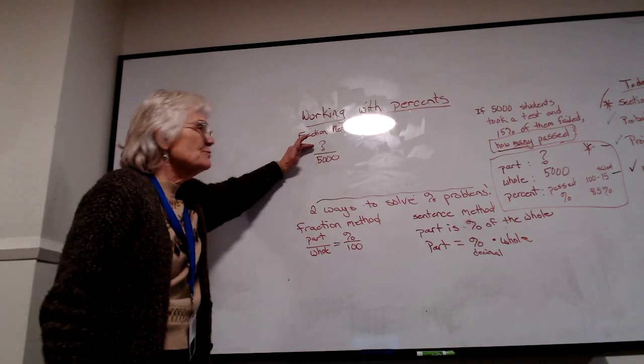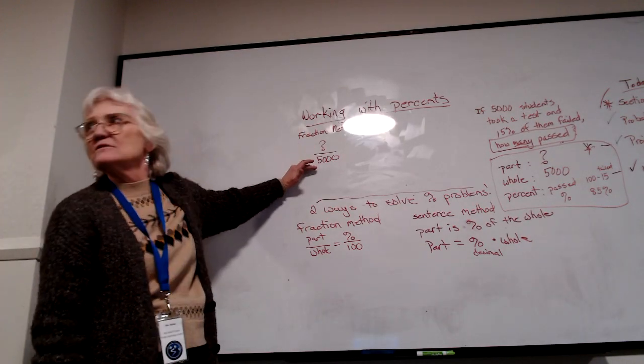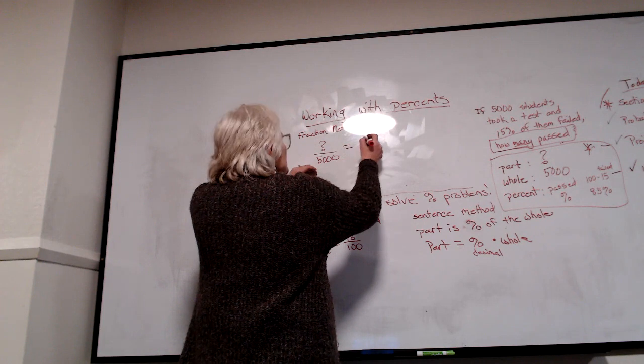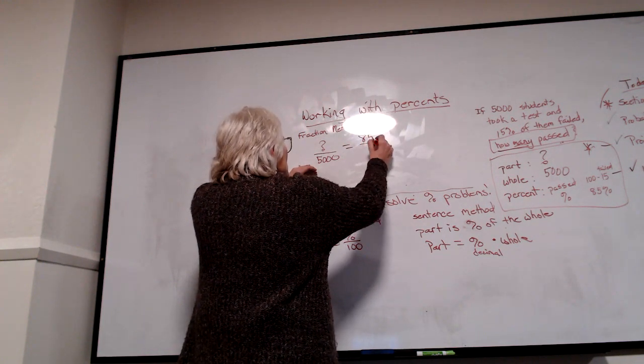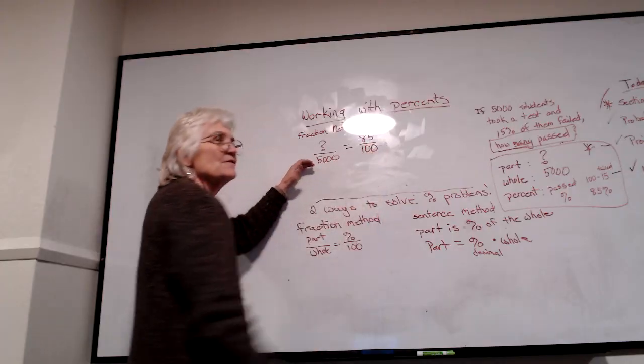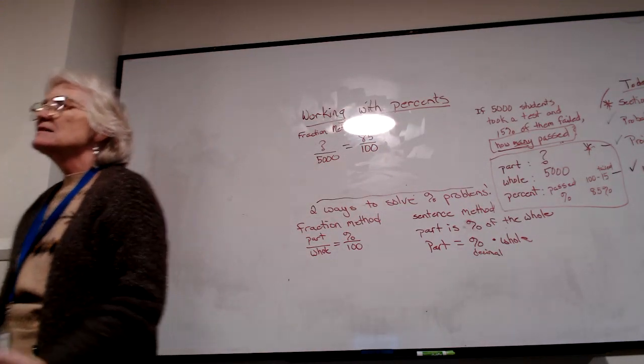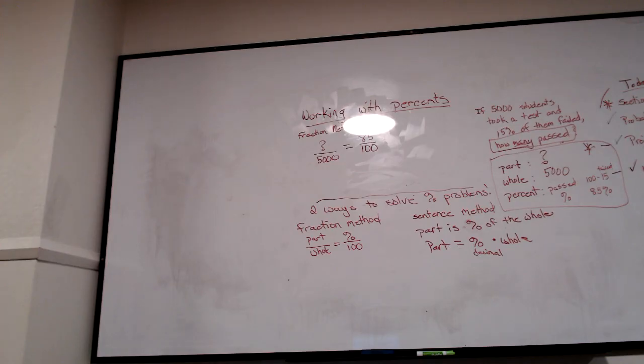So we put the part, which we don't know, over the 5,000, which is the whole, and that's equal to 85% over 100. That's just a different way of writing percent, because a percent is per 100, because there's 100 cents in a dollar. There's 100 years in a century. There's 100 Roman soldiers in a centurion. So that's what cent means, is 100. So 85 over 100 is the same thing as 85%, okay?